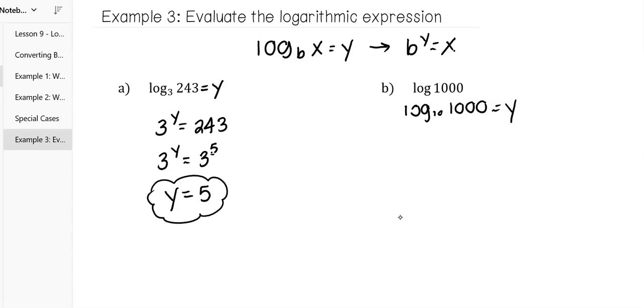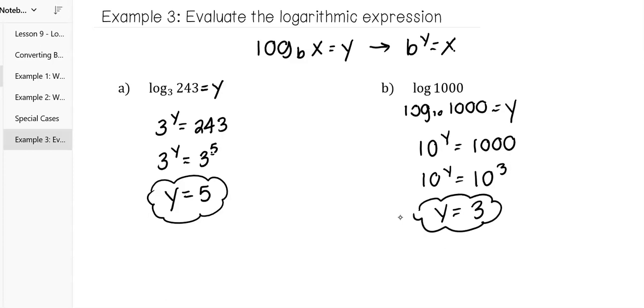Okay, now we're going to rewrite it in exponential form. So it becomes 10 to the y equals 1,000. Same thing. Can I rewrite one or both of those so that they have the same base? In this case, I can rewrite 1,000 so that it has a base of 10. So 10 cubed equals 1,000. So I'm going to rewrite that. And now that they have that same base, all we have to do is set our exponents equal to one another. So we get the final answer of y equals 3.